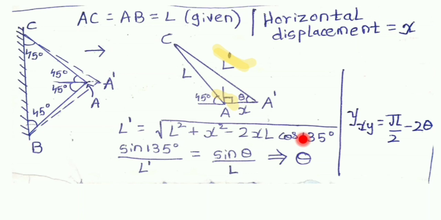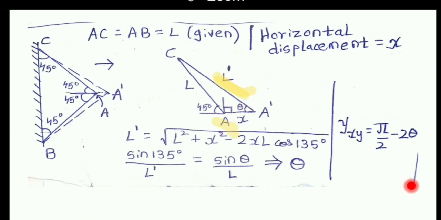Once you get theta, 2 theta is the new angle. And what was the formula? The shear strain was pi by 2 minus 2 theta. Okay, so this was the end of the shear strain topic.